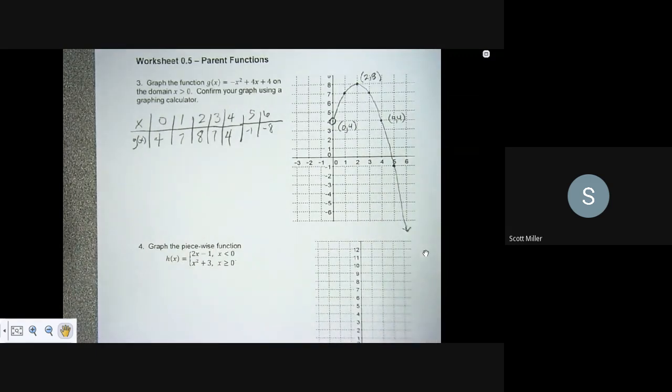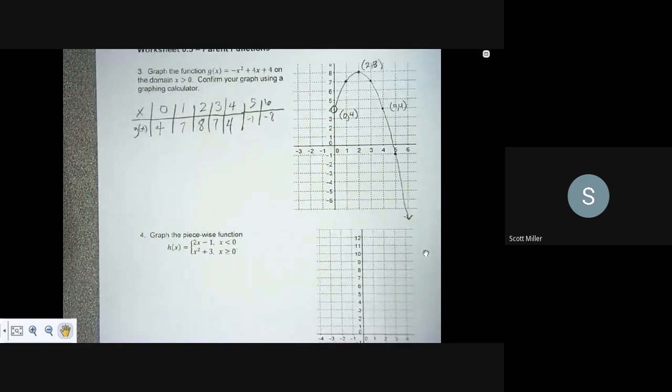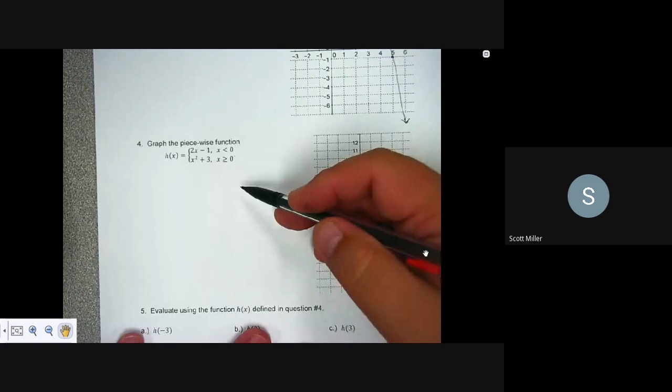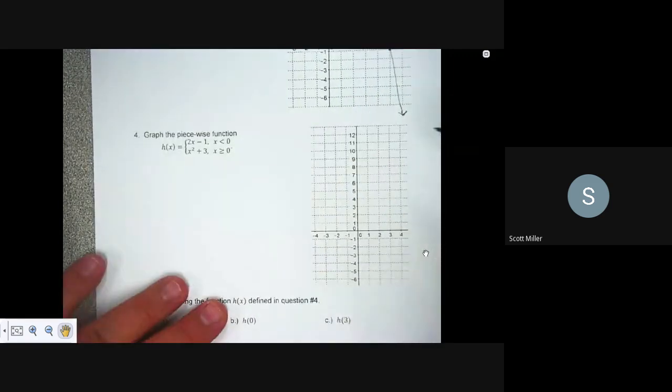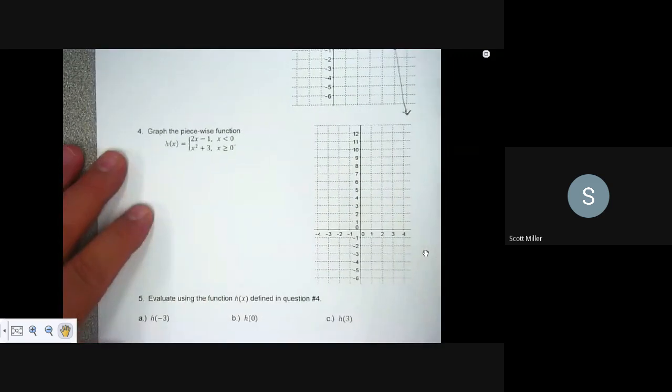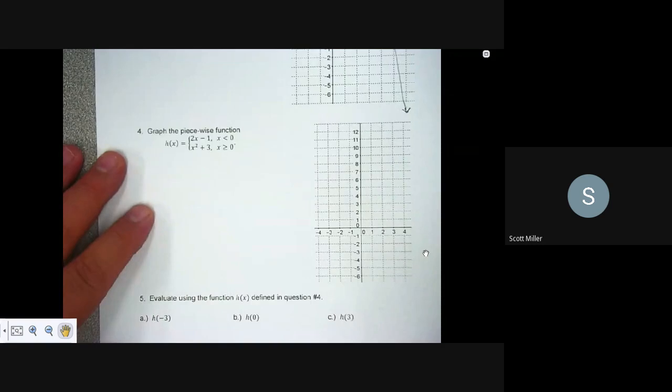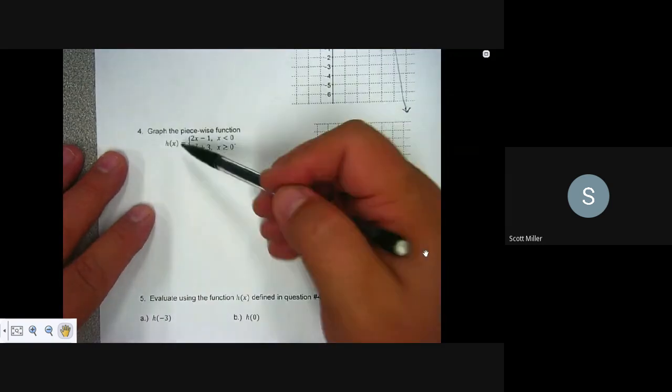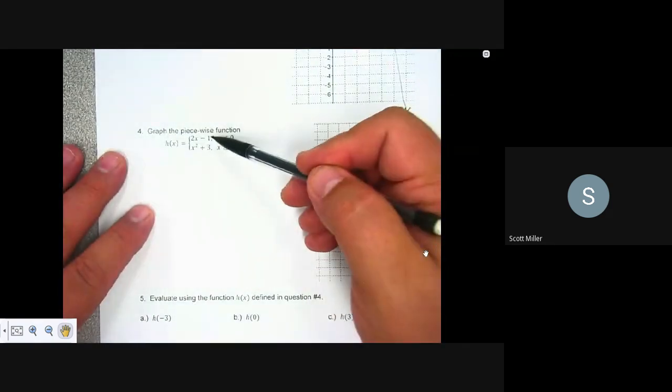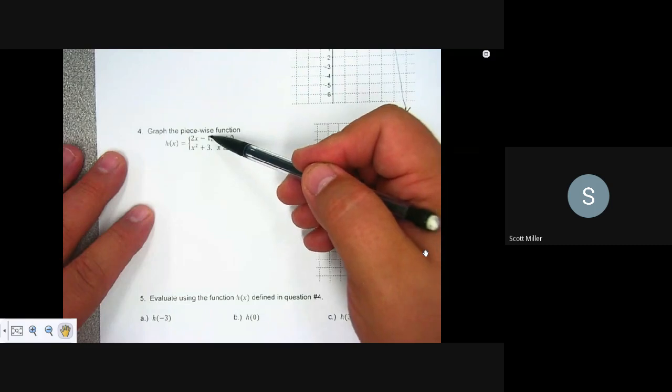Restricted domains. This leads us to this one. Now, we actually have a section later on where we talk about this in more detail. But this is called a piecewise function. The reason it's called a piecewise function is because this function, h, is created by 2 pieces of other graphs.